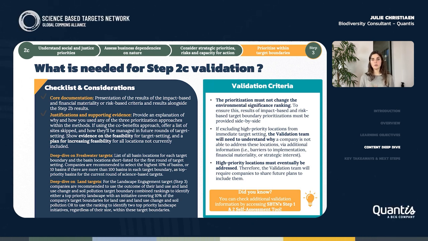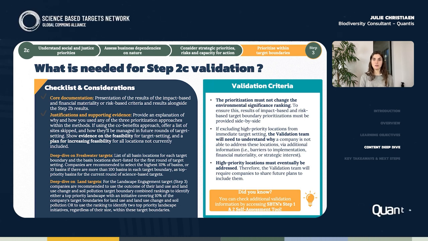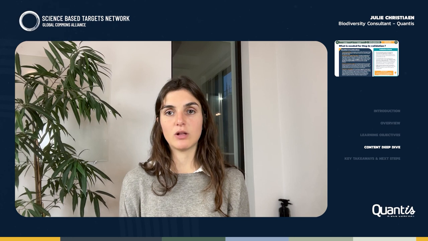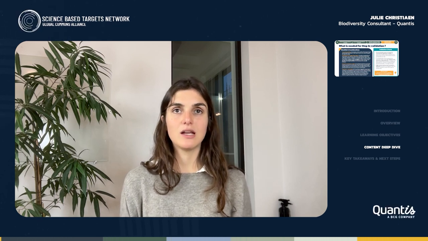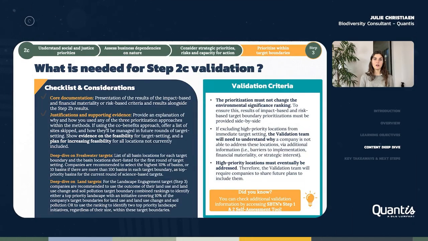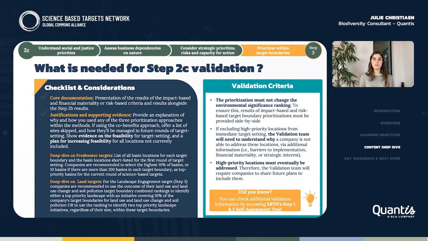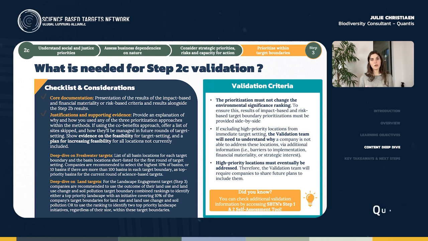If you used the co-benefits approach, you also want to include a list of the skipped sites and how they'll be assessed in future target setting. You will also need a time-bound plan to increase the coverage of your material areas in your target boundaries, especially for high priority and low feasibility locations in Step 2B that are not included in the first round. You should also ensure that there is an increased coverage of material activities in your target boundary A, and that activities and commodities from target boundary B are moved to target boundary A.